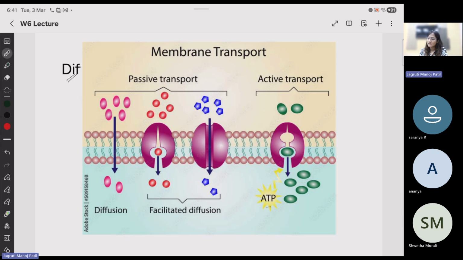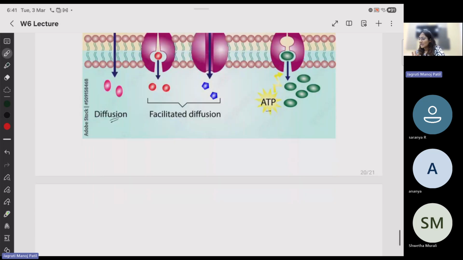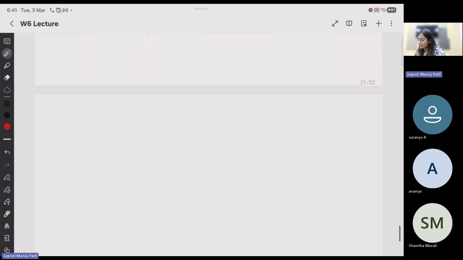Whereas in terms of passive, there are two transports. One is diffusion through concentration gradients, and one is facilitated. You have certain membrane proteins which will help you move from one concentration gradient to another concentration gradient. So those are two directly related phenomena there.